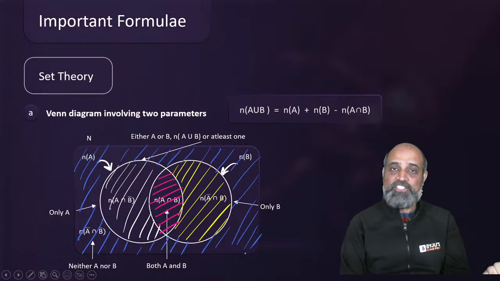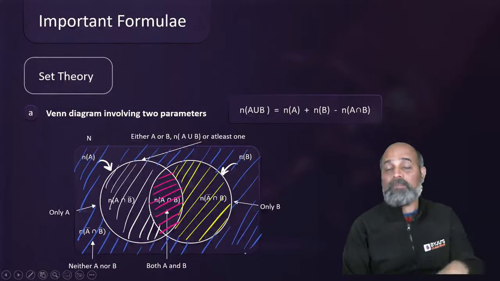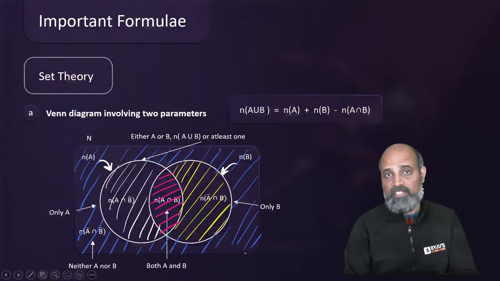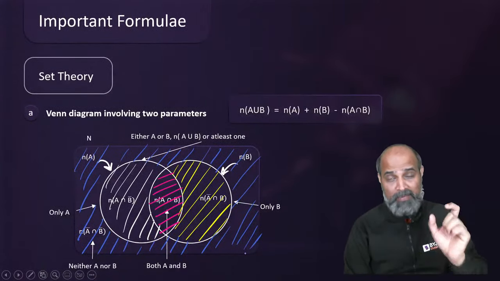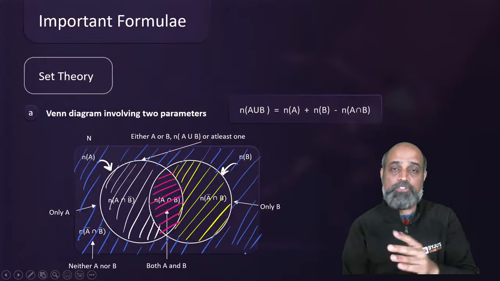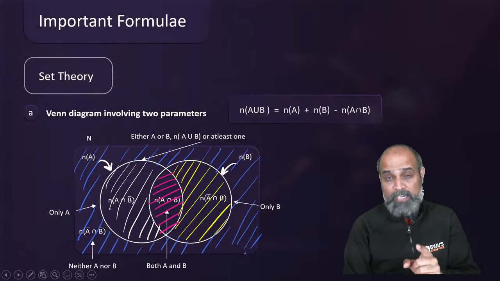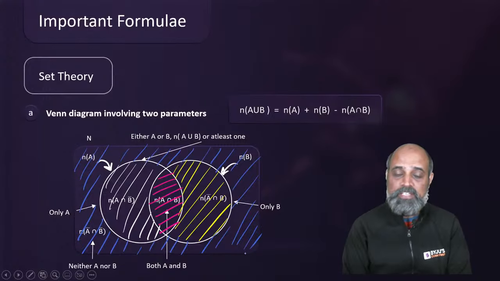If you look at the white shaded and the pink shaded regions, they together become set A. The pink and yellow together become set B. A or B means the white, pink and yellow shaded regions. A and B means only the pink shaded region.